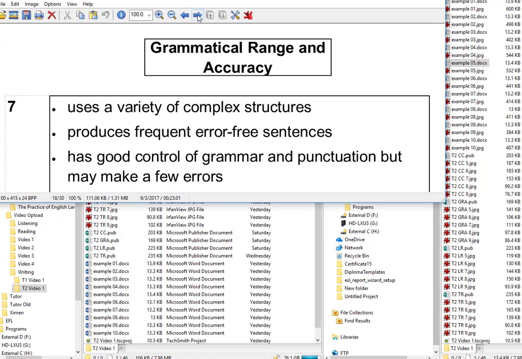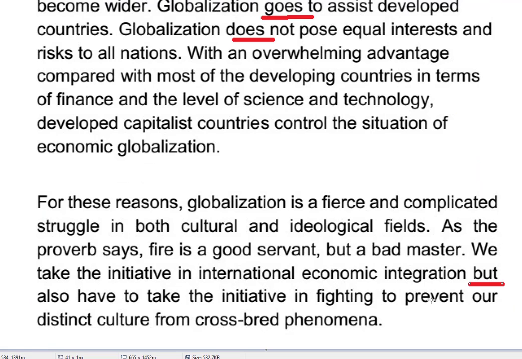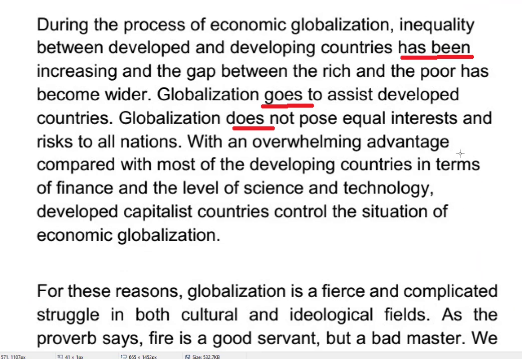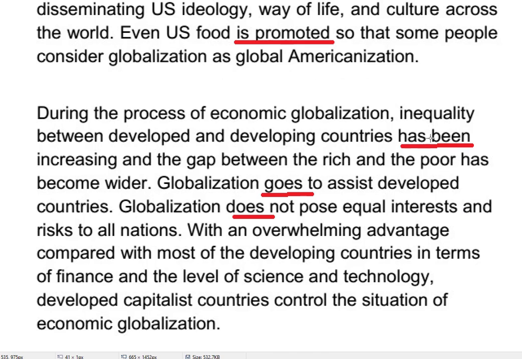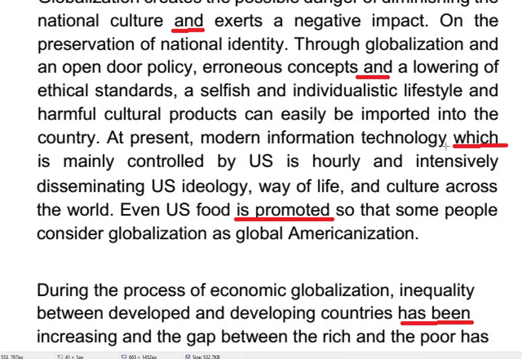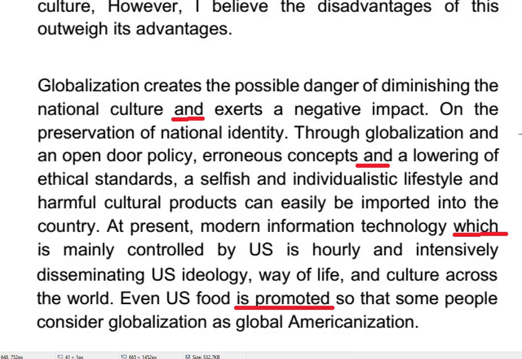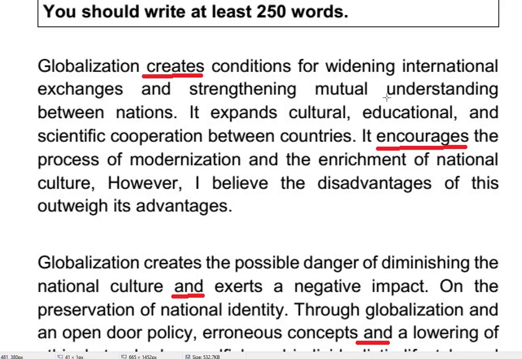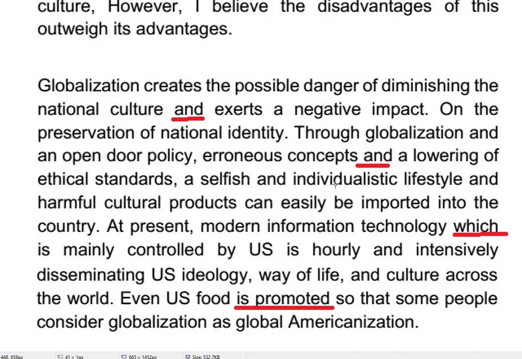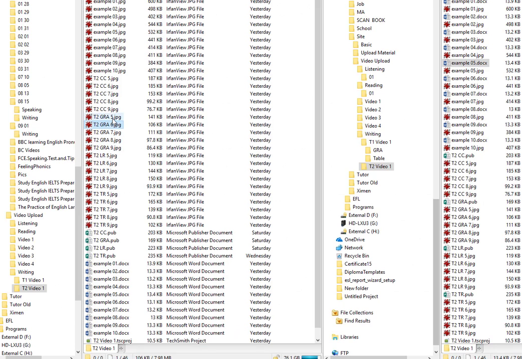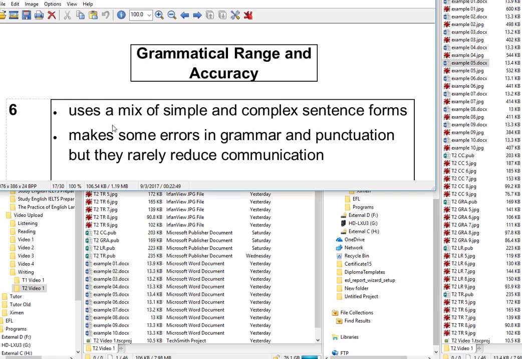Can we give him a 7? Produces frequent error-free sentences. See, the problem is with the variety of complex structures. The examples we saw here, like this sentence here, present perfect, passive, one relative clause, is that a range? I don't think so. Too many simple sentences and the range is just not wide enough. So, grammar, probably 6.